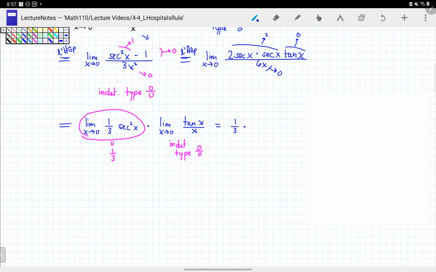this is going to be by L'Hopital's rule. So we're applying L'Hopital's rule at least 3 times now. We need the limit as x goes to 0 of the derivative of tangent, which is secant squared of x, and the derivative of x is 1. All right, so now let's see if we can do this by direct substitution. Secant squared of 0 is 1, so this whole limit is 1. So this is now equal to 1/3.